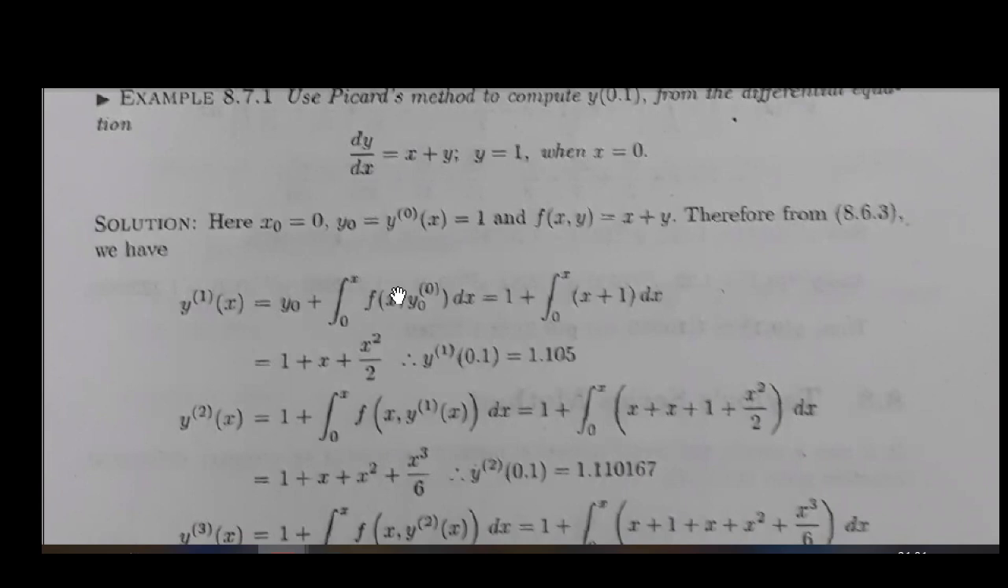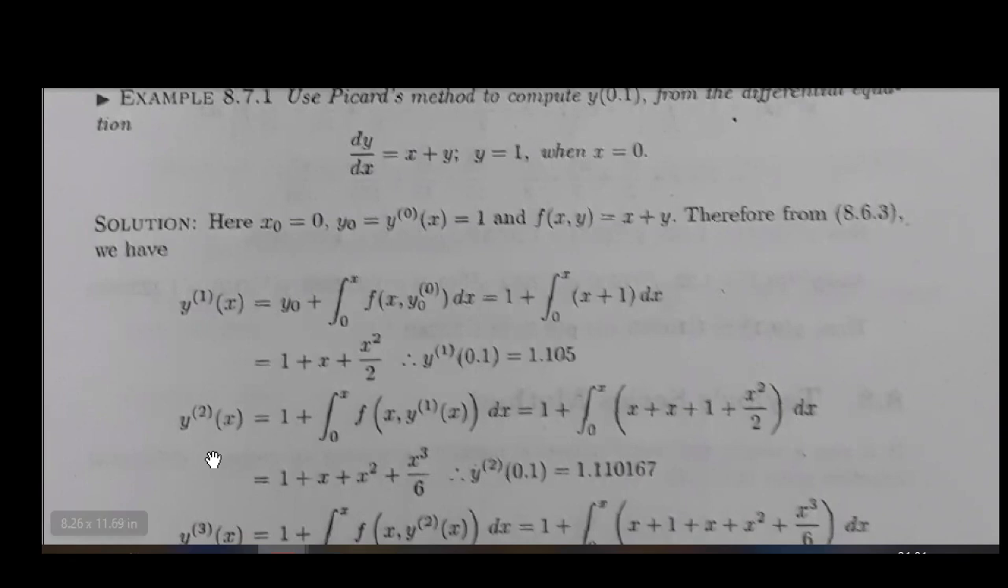So here you see what we will do. We will use this function f(x, y), x plus y. Here in place of y, we will put y0, so 1. So this becomes this thing. Now you integrate, you get this one. See, already a higher degree of x is coming. If you put 0.1, you are going to get this amount.